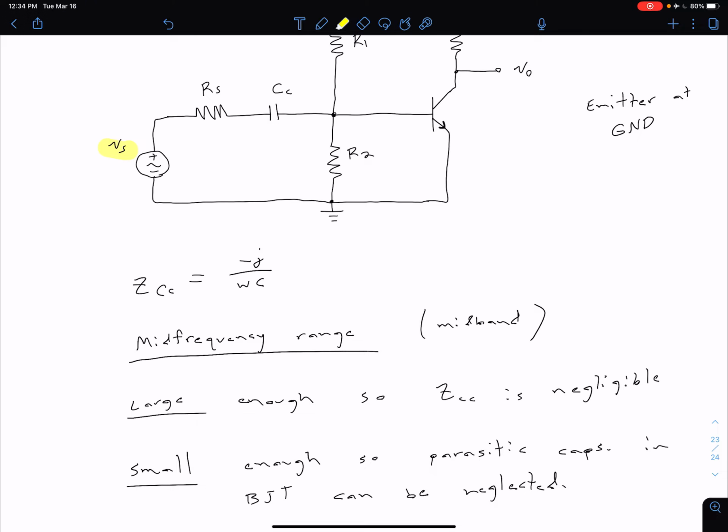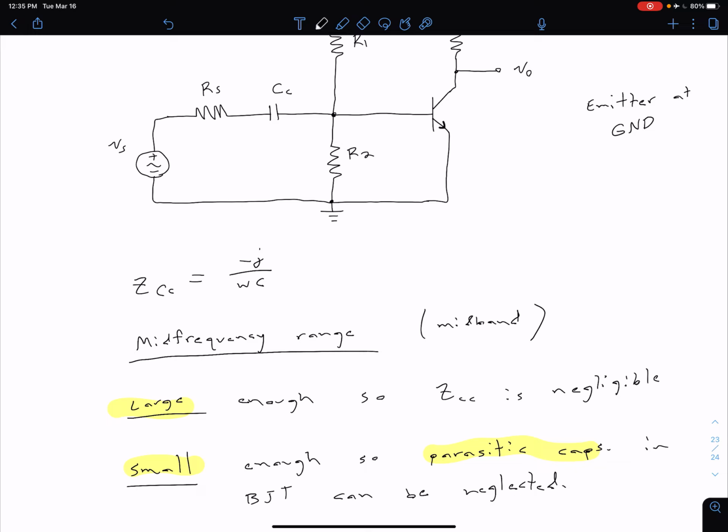signals we're dealing with. Of course, we can adjust this coupling capacitor, so that's going to adjust what is large enough so that that's negligible. For different BJT models, these parasitic capacitances are going to change such that what's small enough is going to be defined differently. So because of that, we can't have sort of a hard and fast definition of, the frequency has to be between 5 kHz and 600 kHz to be mid-frequency range.